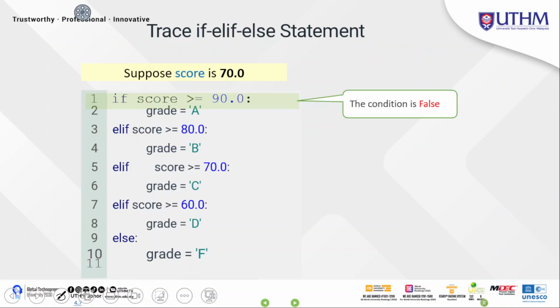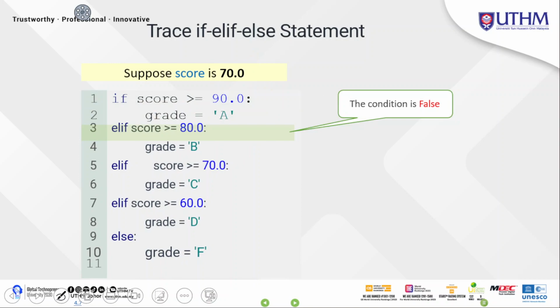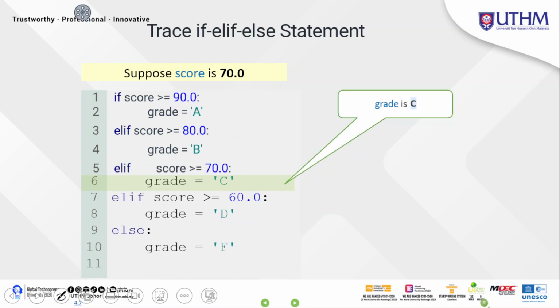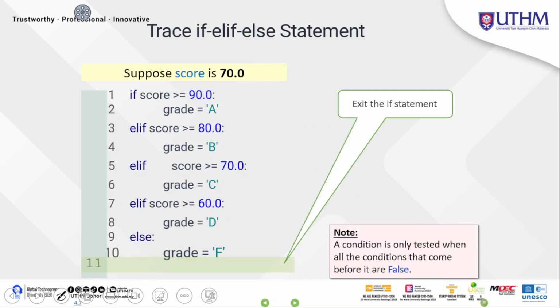Let's see here. Trace the if else statement. If score is greater than 90, the condition is false. Just assume, because here they say that the score is 70. So it's not satisfied with this condition, then it will go for the next one. The second condition is also false because the score is 70. It is also not working, so it will go for the following one. So this condition is true, so the grade will be C. And then exit the if statement.